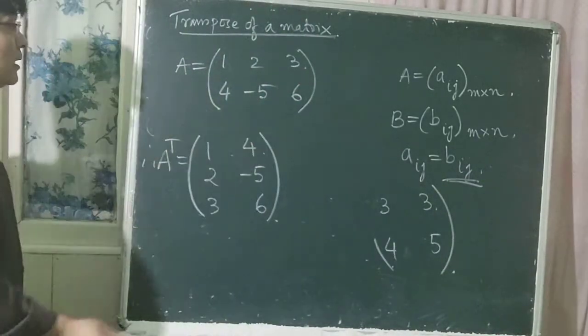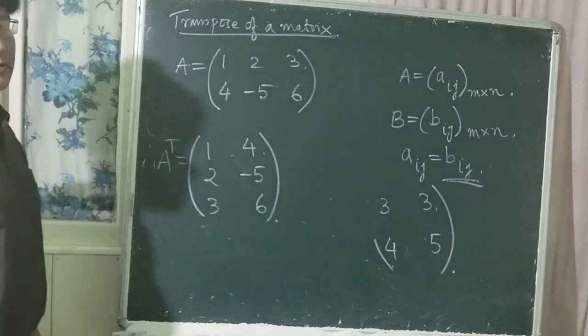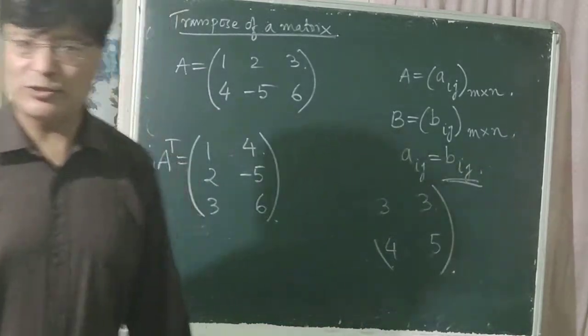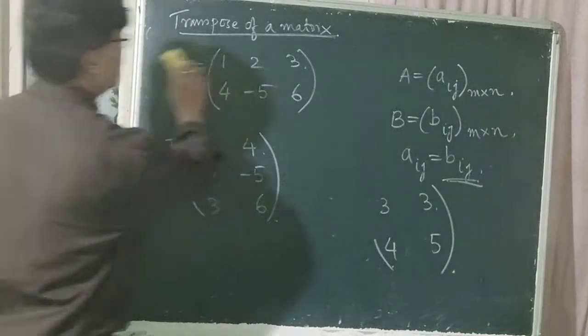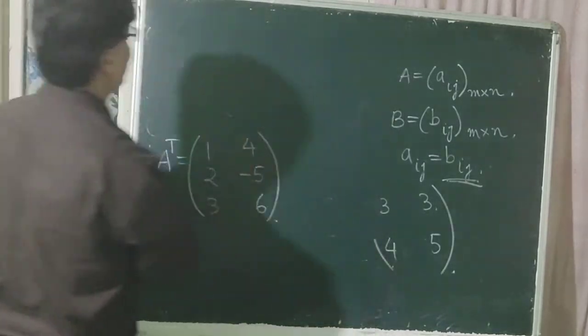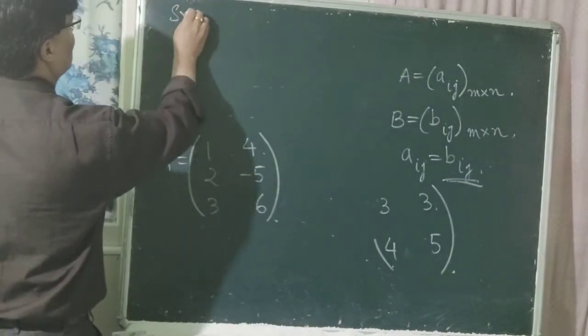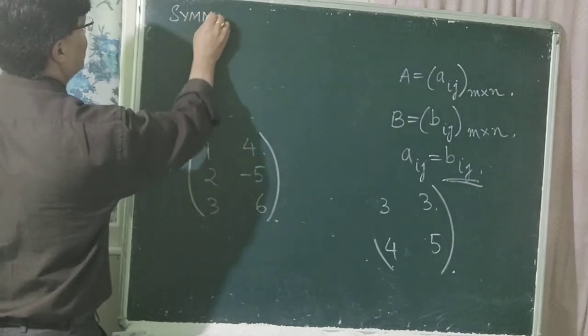Is it clear now? So this is the transpose of a matrix. I think you have understood it. The next one is the symmetric matrix.